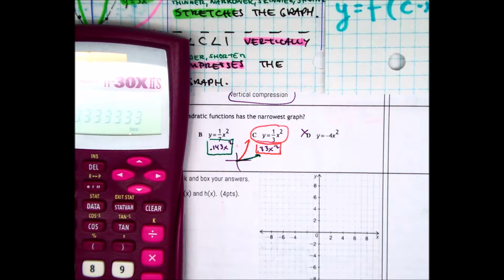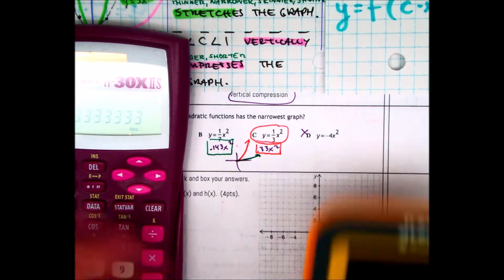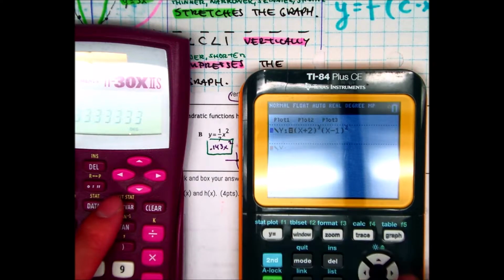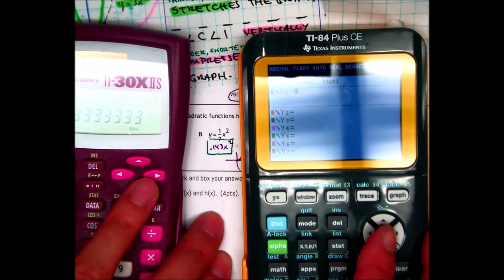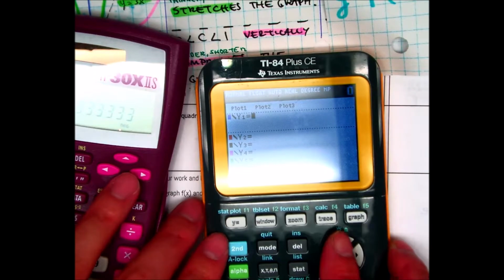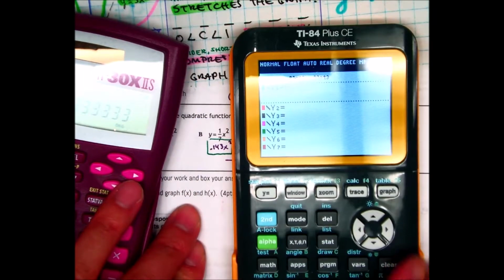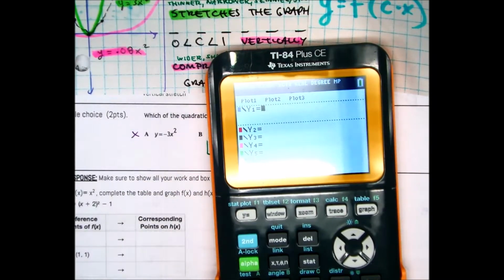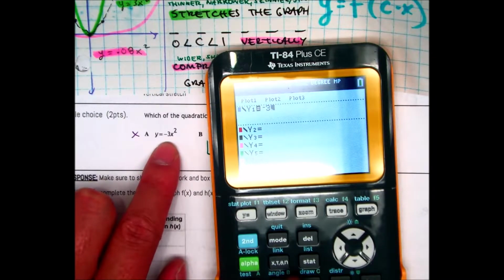And then if you actually graphed this, I'm just going to type in all of the graphs there.